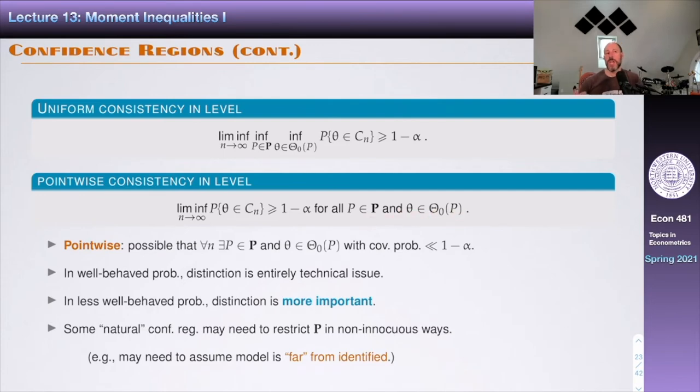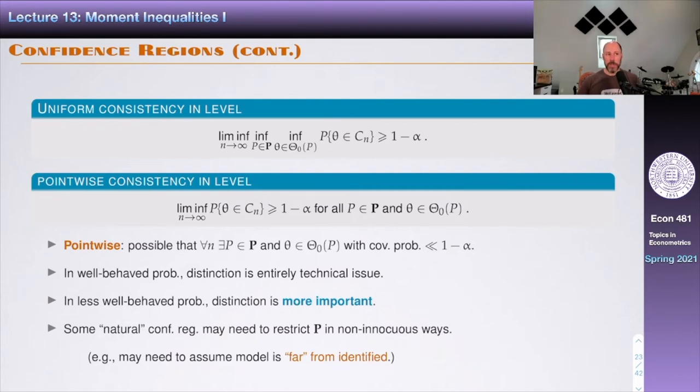This is an alternative way of writing a coverage probability that, as you know, looks quite reasonable, but we know that this requirement here is pointwise. Pointwise in p, most importantly. And so when we have something like this, it's possible that for all n, there is a distribution in our ball p and a theta such that the coverage probability is 1 minus alpha.